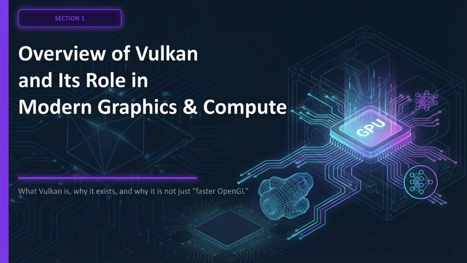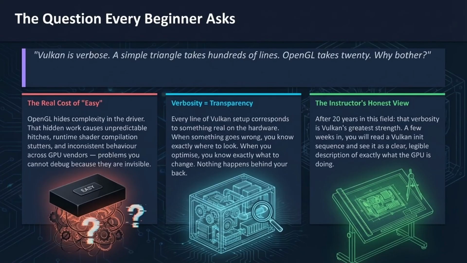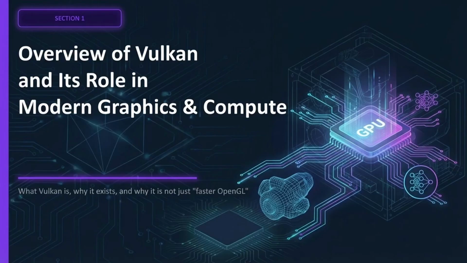Okay, so now we will cover the overview of Vulkan, and we will check its role in modern graphics and compute. So I would say that the very first question, if somebody asks you, is what is Vulkan. You should answer that it's a modern, and the important keyword is modern, low level graphics API, or more precisely, a modern low level graphics and compute API.